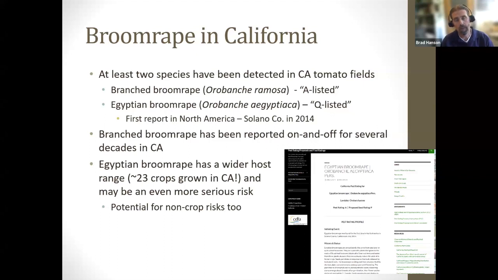So branched broomrape is definitely not new to California. It's been reported on and off since the 40s and 50s. There was a fairly heavy-handed management effort through the 70s and 80s, fumigating fields that had branched broomrape, and kind of got it under control. But it's popped up here again beginning in about 2017. The Egyptian broomrape, the one that I mentioned, has only been reported in 3 fields in the U.S., and those were nearby in Solano County. That has a much broader host range, so it's probably even a greater risk from a crop standpoint, although at this point it appears to have been contained.